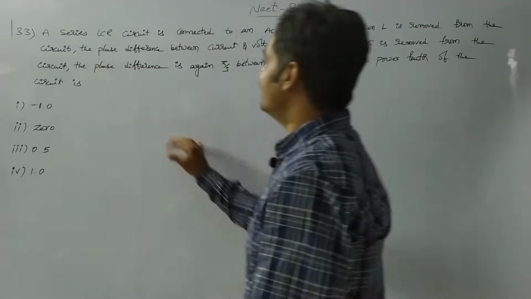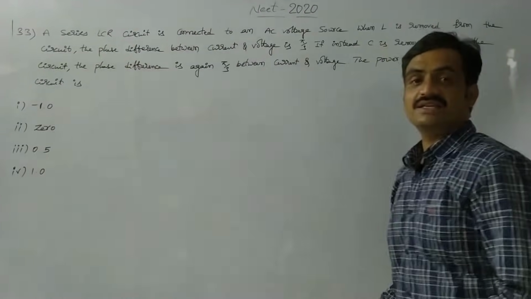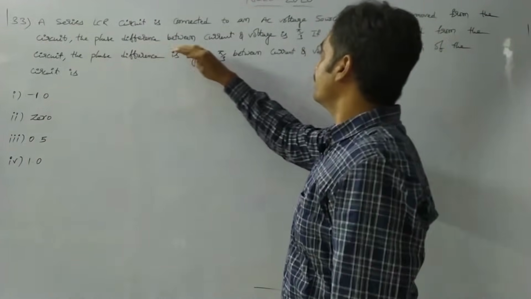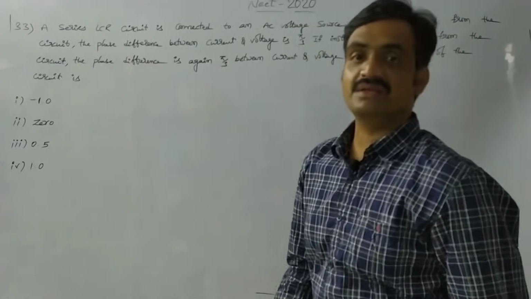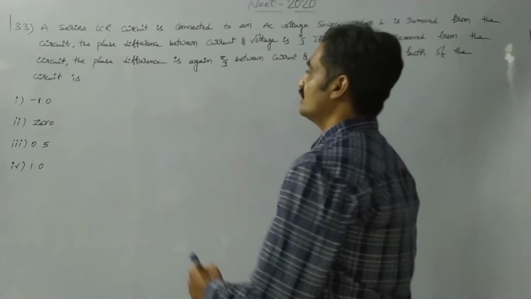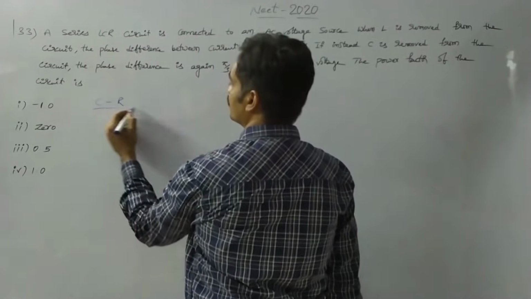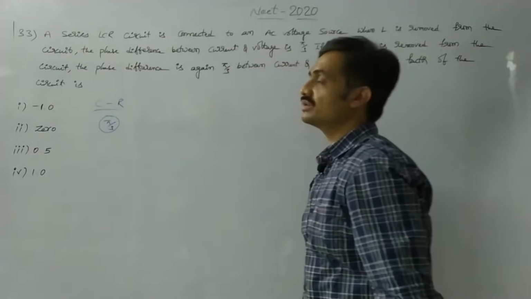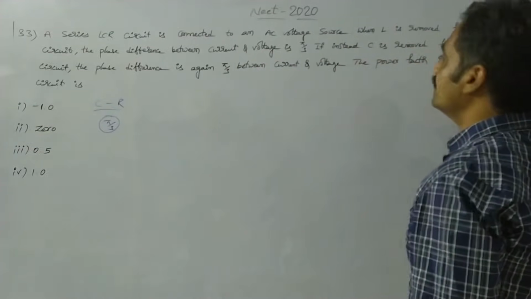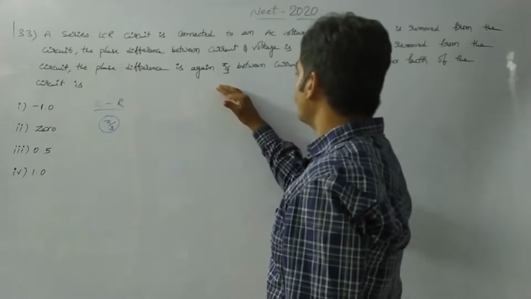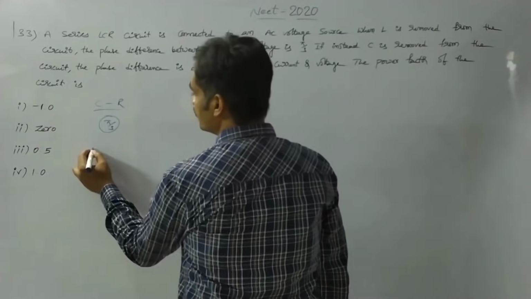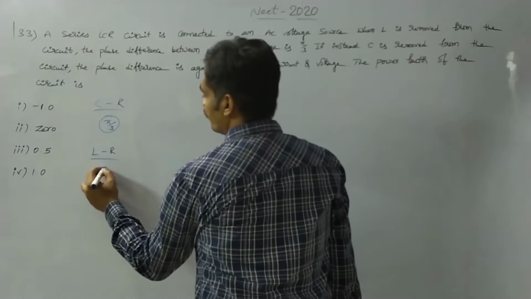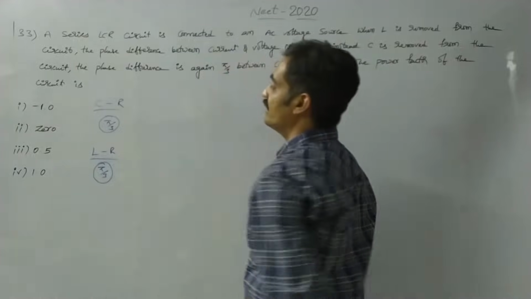The next question is, a series LCR circuit is connected to an AC voltage. When L is removed from the circuit, the phase difference between current and voltage is pi by 3. So when the inductor is removed, it converts into a CR circuit. So the phase difference between current and voltage is pi by 3 in the case of the CR circuit. If instead C is removed from the circuit, the phase difference is again pi by 3. When a capacitor is removed, the circuit becomes an LR circuit, and in this case the phase difference between current and voltage is pi by 3.